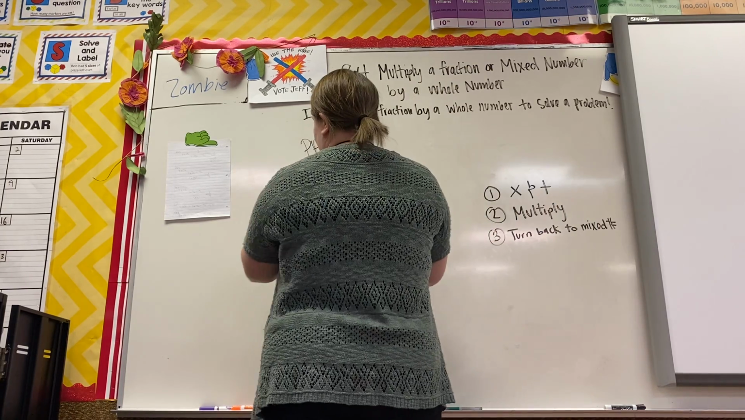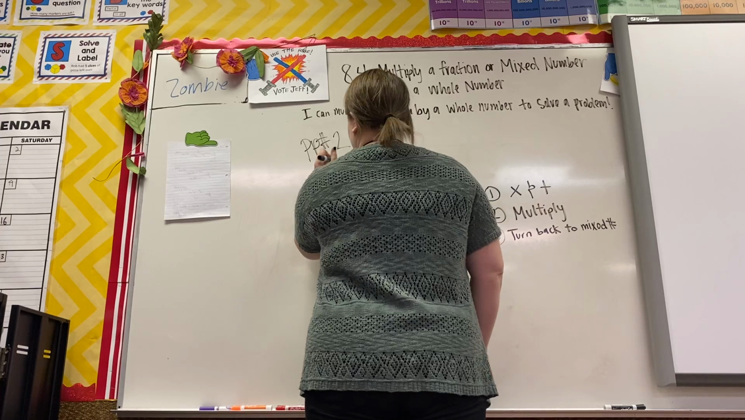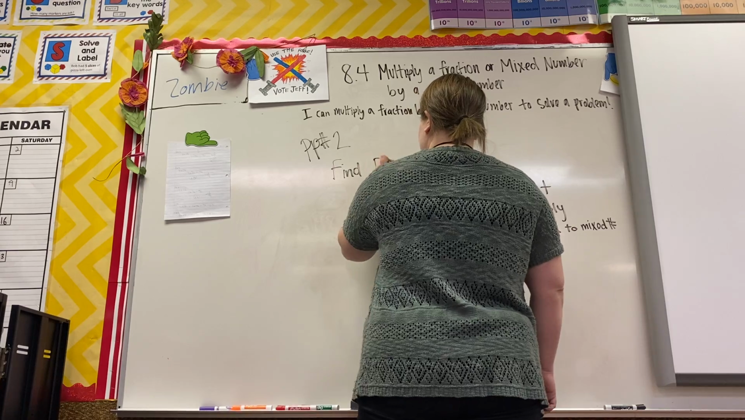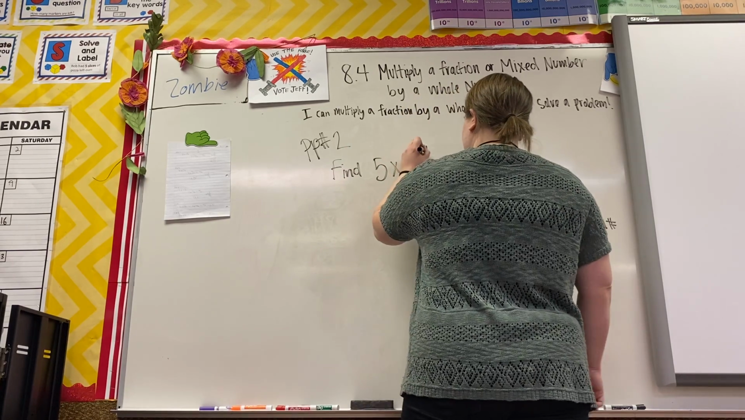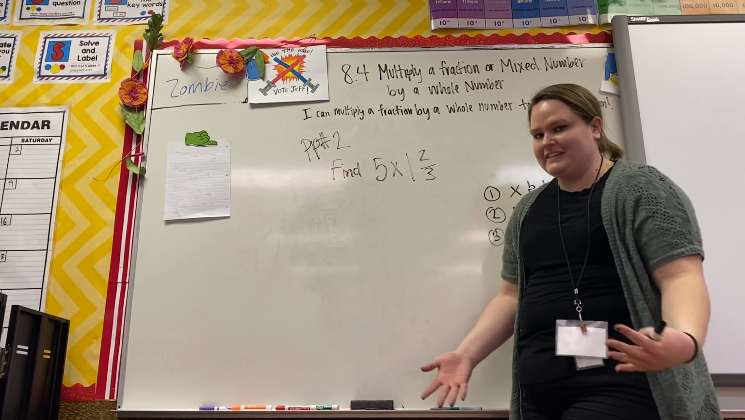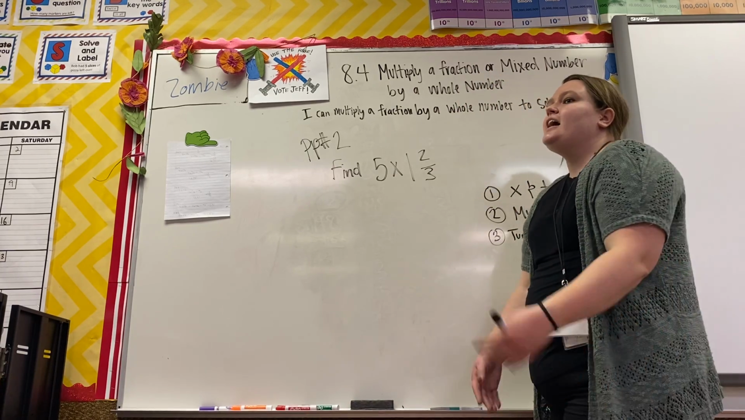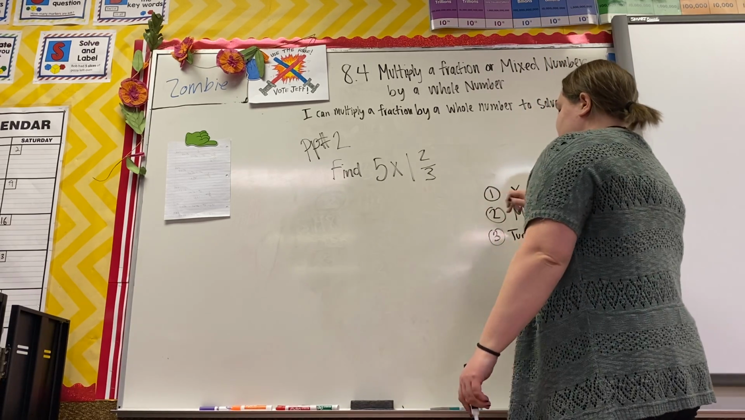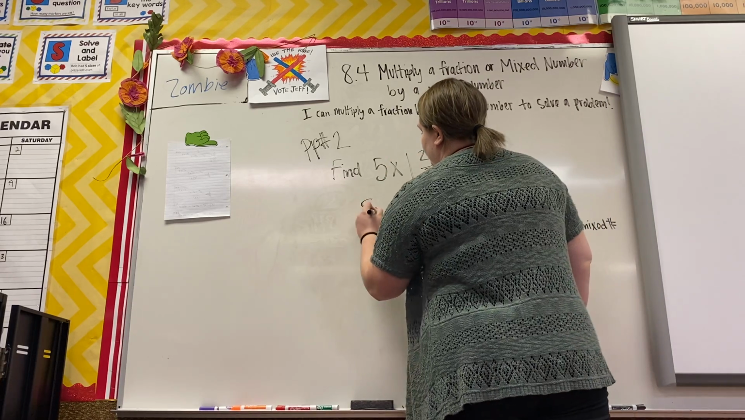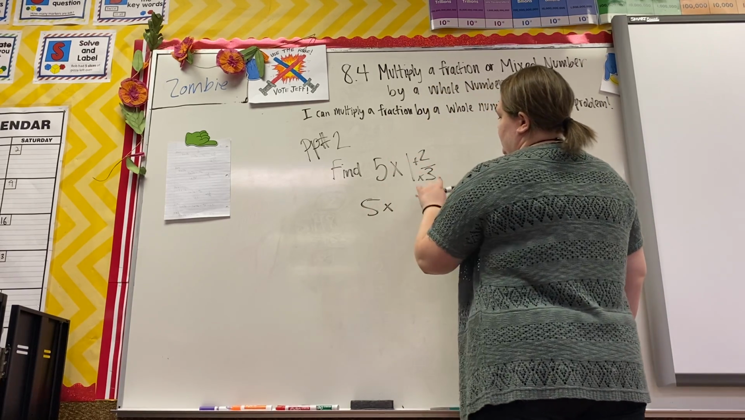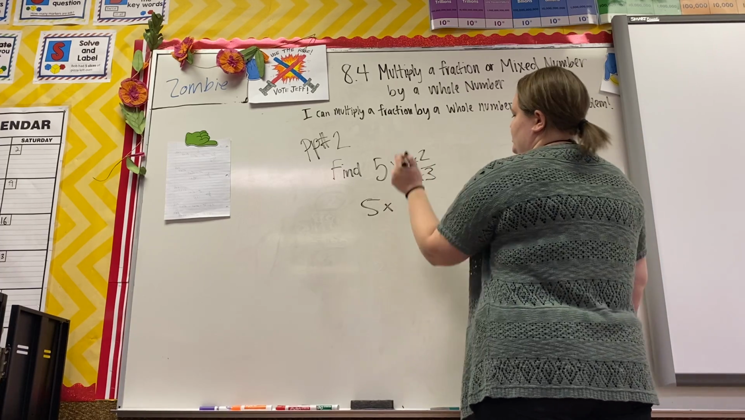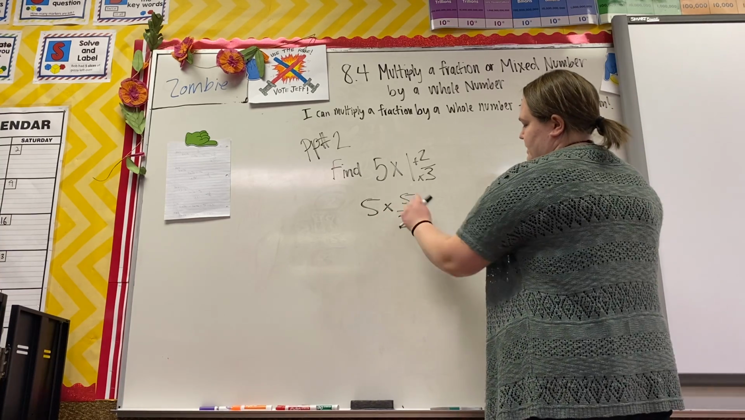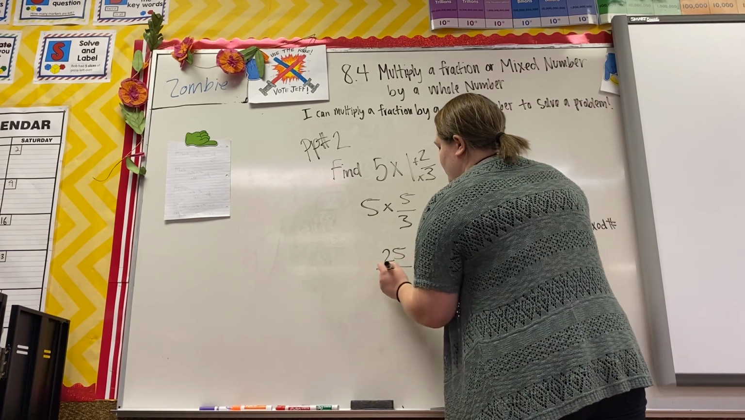Pause problem number 2. Find 5 times 1 2/3. Pause the video, see if you can find the answer, and then check and see if you got it right. But I'm going to keep going. Step number 1, times and add. So I've got 3 times 1 is 3 plus 2 is 5/3. So step 2, multiply. 5 times 5 is 25 over 3.